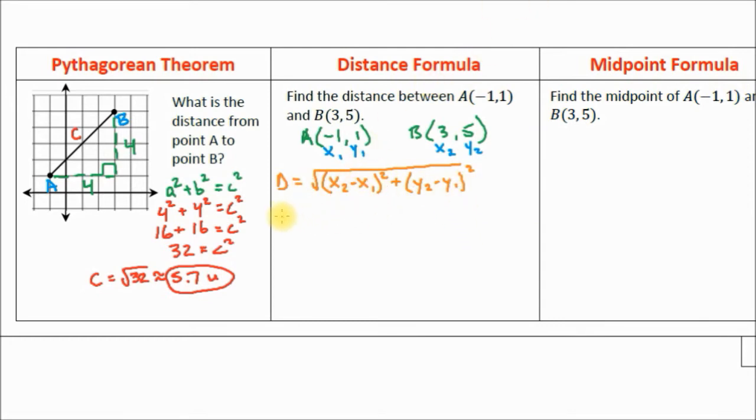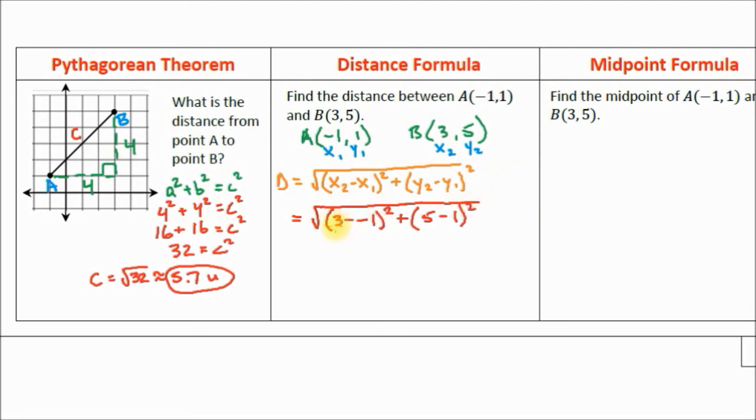Let's go ahead and plug in what we know. So the distance is x sub 2, let's put x sub 2 in there. Might as well follow my own formula. X sub 2 is 3 minus, that's part of our equation, x sub 1 is -1, so it's minus -1 squared, plus y sub 2 is 5 minus, and the y sub 1 is just 1, so we write that once. Let's get that in a square root.